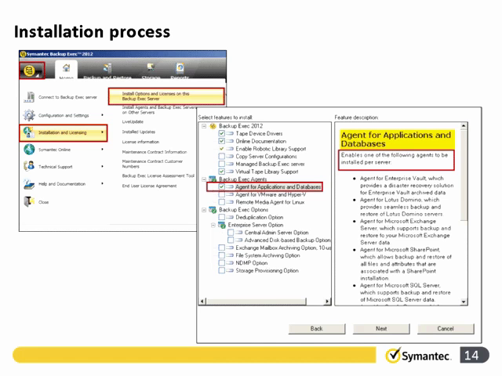You need to have one agent for applications and databases for every different application that you're backing up. So if I am backing up an Exchange server and a SQL server, I should install the agent for applications and databases with 2 license keys.